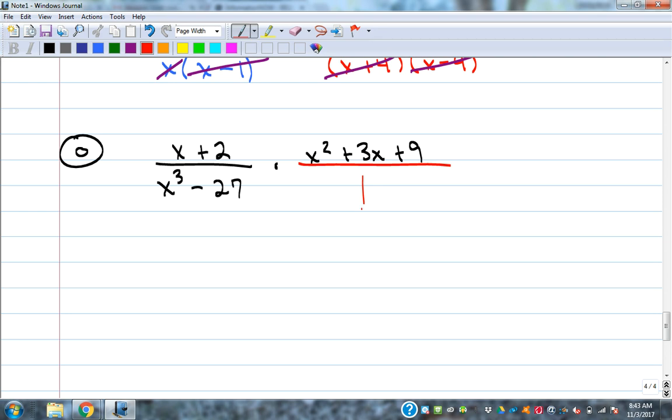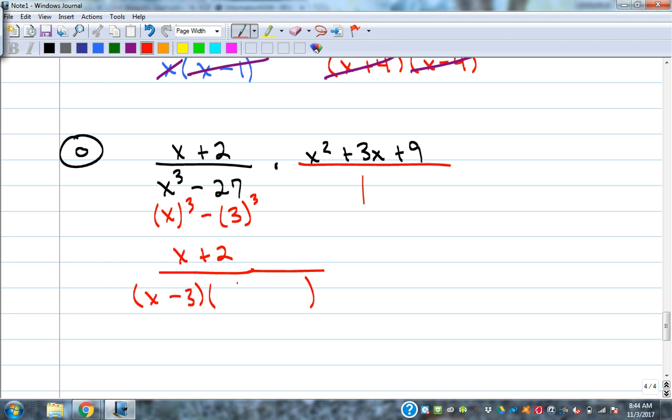Now, let's factor what we can factor. So if we start with the first fraction, x plus 2, does it factor any way, shape, or form? No. What about x cubed minus 27? It's the difference of cubes. And what cubed is 27? 3. 9 times 27 and 9 is 3 and 3. Yeah, I know where you're going. And then, so what are the factors for the denominator of that one? Short piece, long piece. What's the short piece?